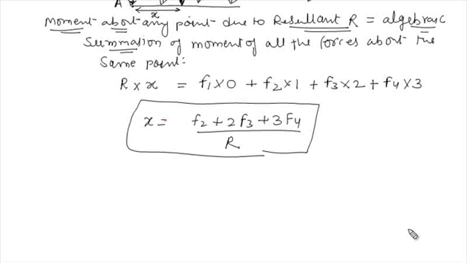So I think now it's clear that with the help of Varignon's theorem, in case of a coplanar non-concurrent force system, we can easily find out the point of application of the force. So graphically, with the help of the funicular polygon law of forces, we can easily find out the point of application of the resultant force in case of a coplanar non-concurrent force system.